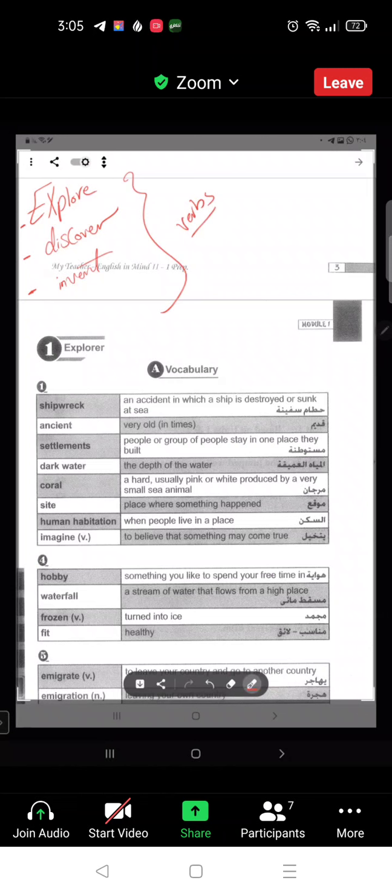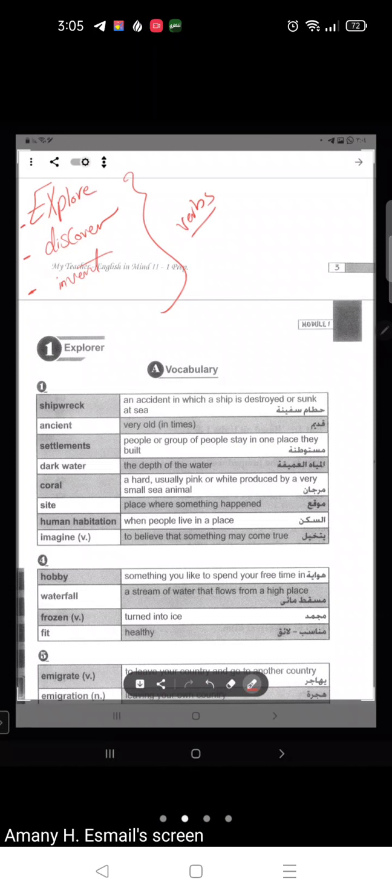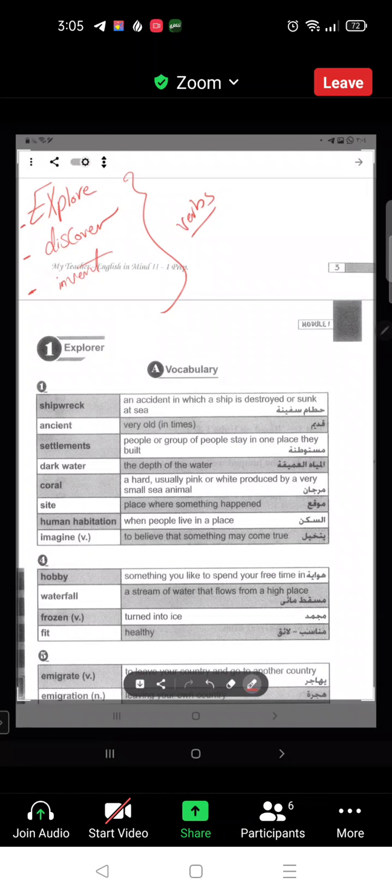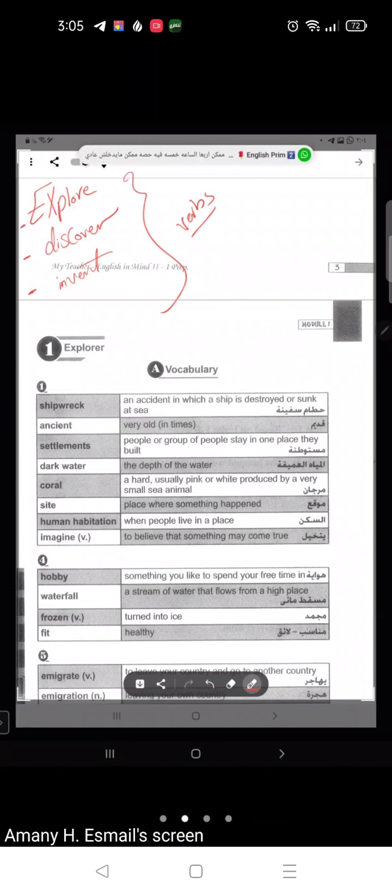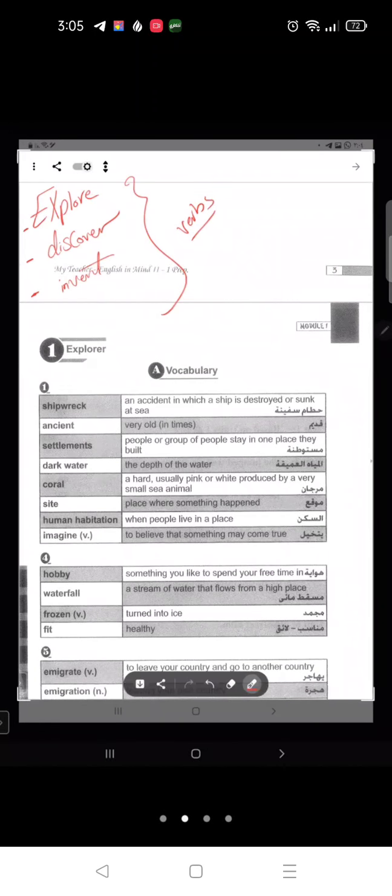Explore, discover, invent. These three words, they are verbs, okay? But we must know the difference between these three words. Explore means to reach to unknown place. Let me say it again. Explore means to reach to unknown place, okay? So this is the meaning of explore.